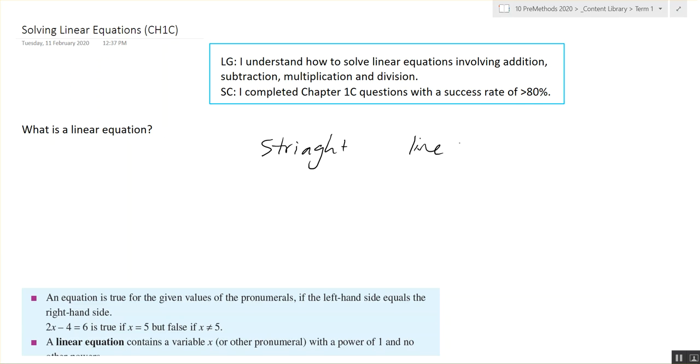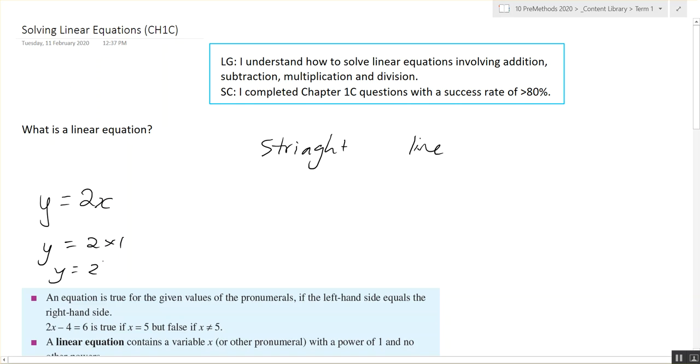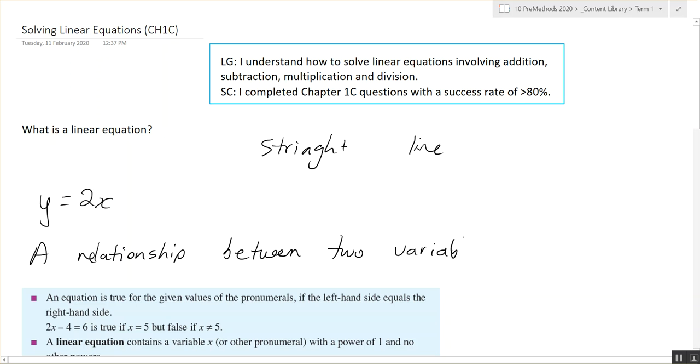Yeah? So, for example, you have y equals 2x. To get y, 2 times 1, y equals 2. So for every x value, that value is doubled to get y. It's a relationship between two variables, and the relationship has to be a certain thing about that relationship.